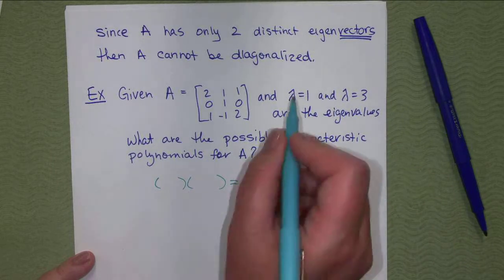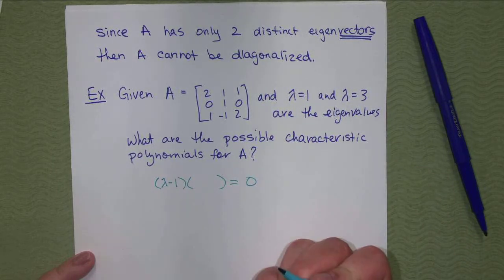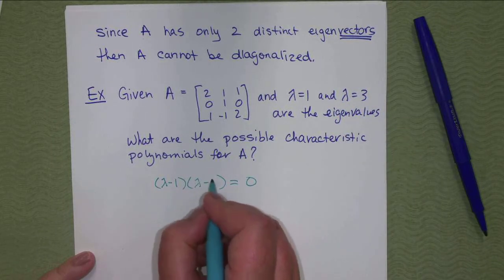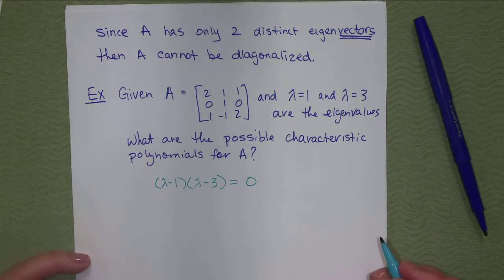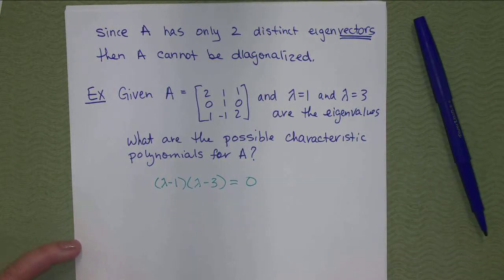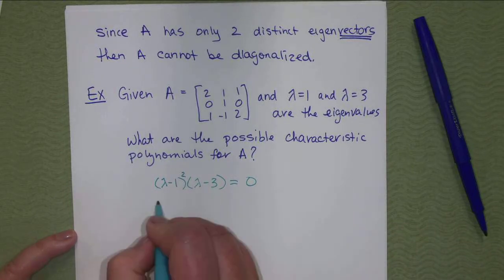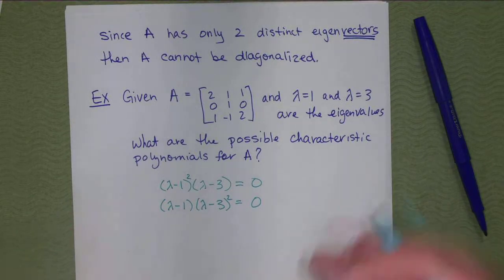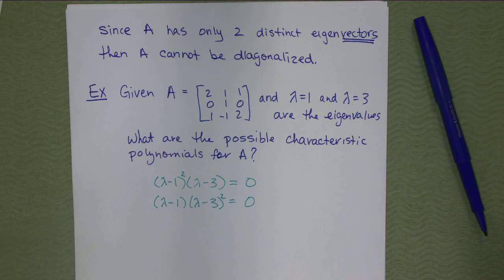If lambda equals 1 is one of them, then lambda minus 1 would have to be one of the factors. And if 3 is the other one, then lambda minus 3 would have to be the other. Now this is a 3 by 3, so it's a cubic function. This is not a possible characteristic polynomial because it's a 3 by 3, but these are the only 2 factors because there were only 2 roots. So how could we make this into a cubic without adding another factor? Square one of them. Right, so this or that. And we don't know which one unless we actually went through and found it. But that would be your 2 possibilities.